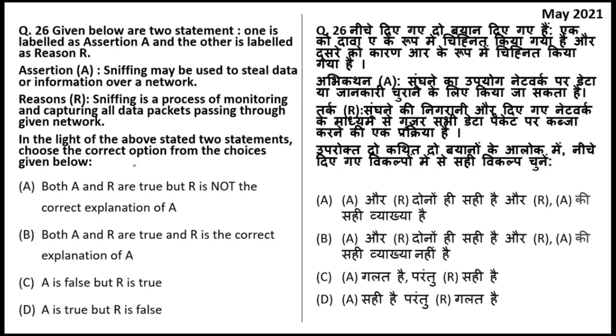Assertion and reason question again. The assertion says sniffing may be used to steal data or information over a network. Yes, sniffing is a term used to describe reading or getting data from the data packets that are going over a network. That is known as sniffing. The reason is that sniffing is a process of monitoring and capturing all data packets passing through the given network. Yes, this is also true. So in this question, the right answer is option B, because both A and R are true, and R is the correct explanation of the assertion.